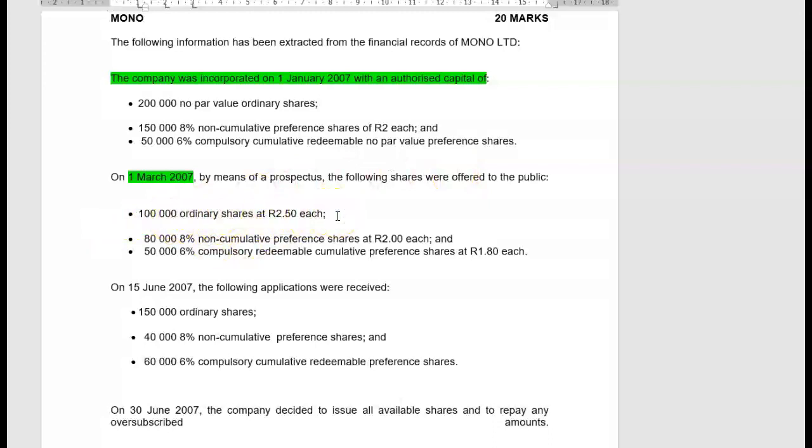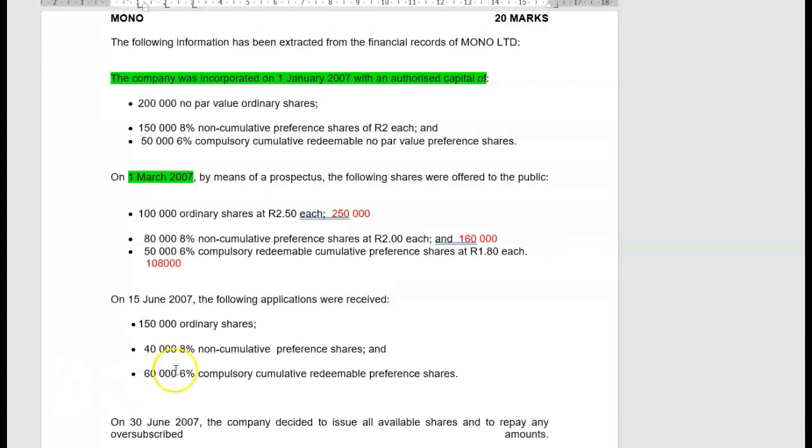In total, then, basically, what did we want to raise? 100,000 times R2.50 gives us a total of 250,000. 80,000 8% non-cumulative pref shares of R2 each. So we wanted to raise here 160,000. And 50,000 6% compulsory redeemable cumulative shares at R1.80 each. So that gave us a total that they wanted to raise of 108,000 rand.